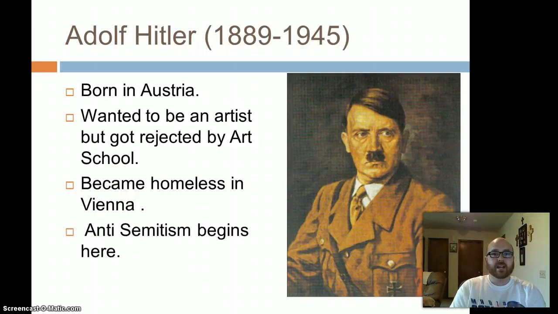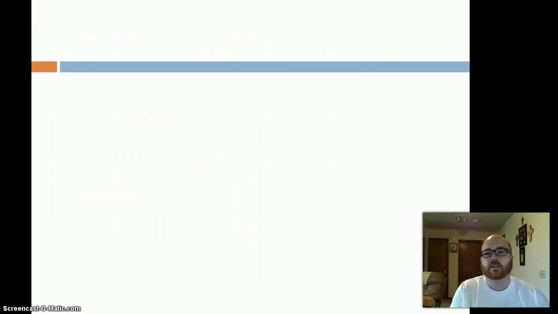Alright, so that's Mussolini. And the most famous guy, Adolf Hitler, 1889 to 1945. He was born in Austria. He wanted to become an artist, but got rejected by an art school that was run by Jews. He became homeless in Vienna. Things were not going well for him. Anti-Semitism really began here. As he saw these Jews being profitable, he wondered how this was possible. They were being profitable, and they were not nice to him. He really begins anti-Semitism here, this hatred of Jews. It really just boils up as time goes on.